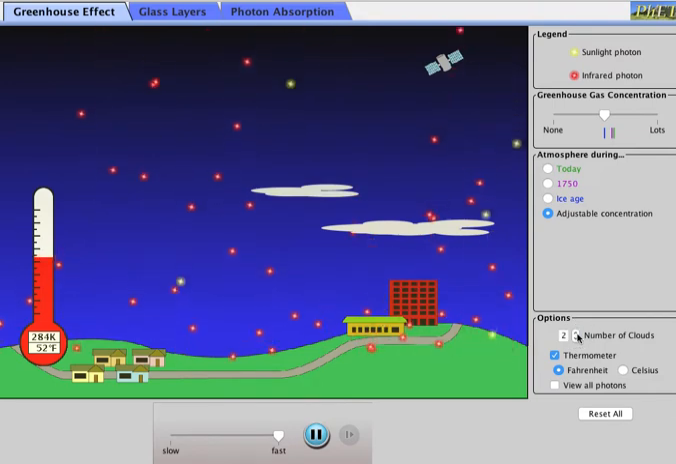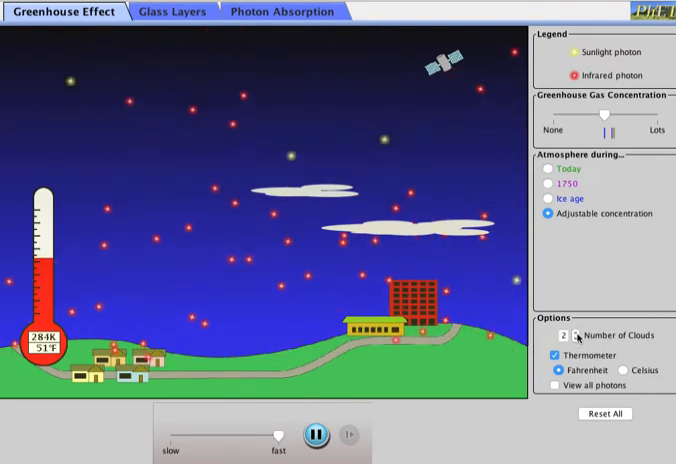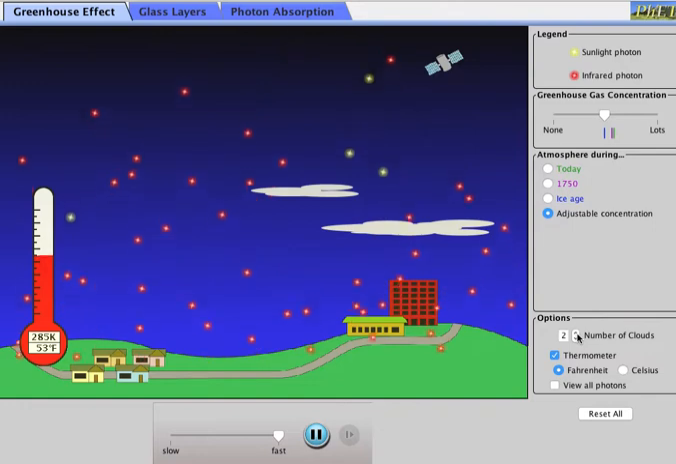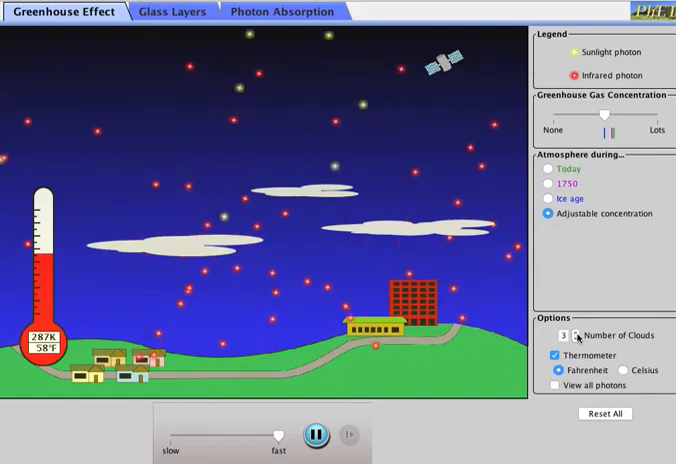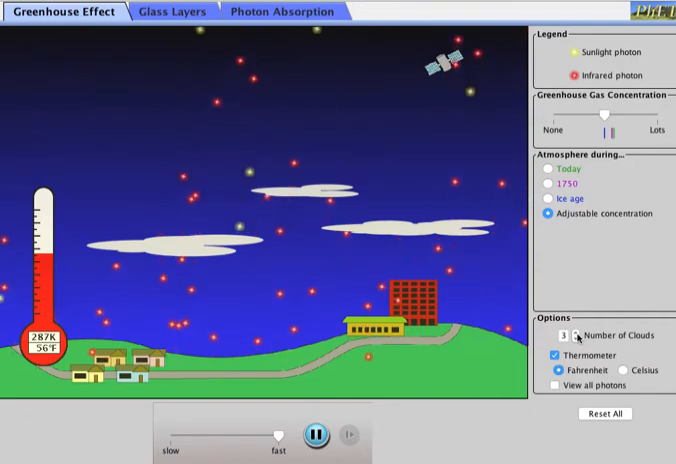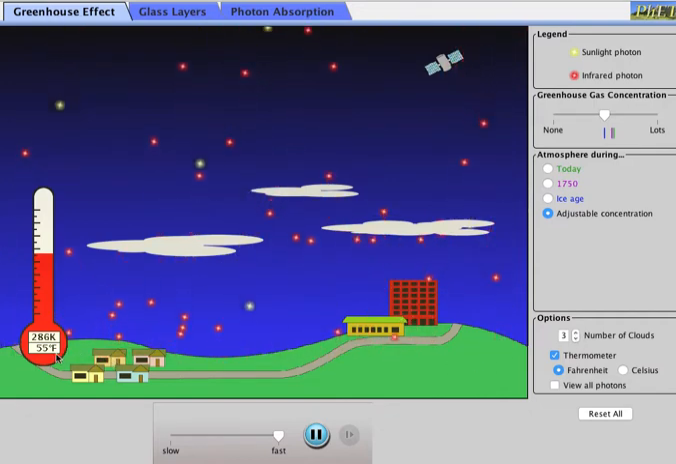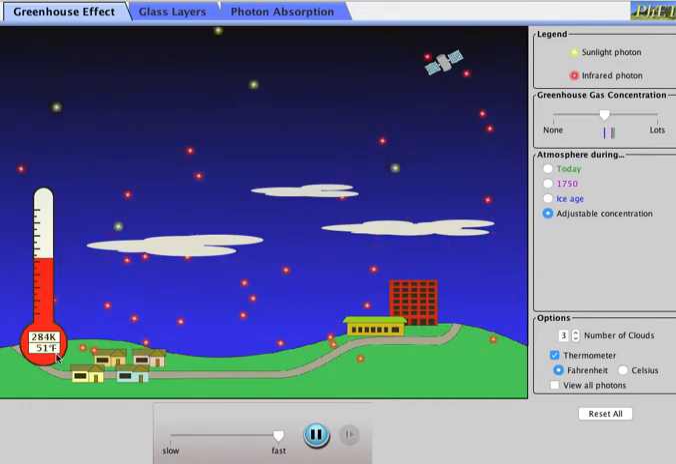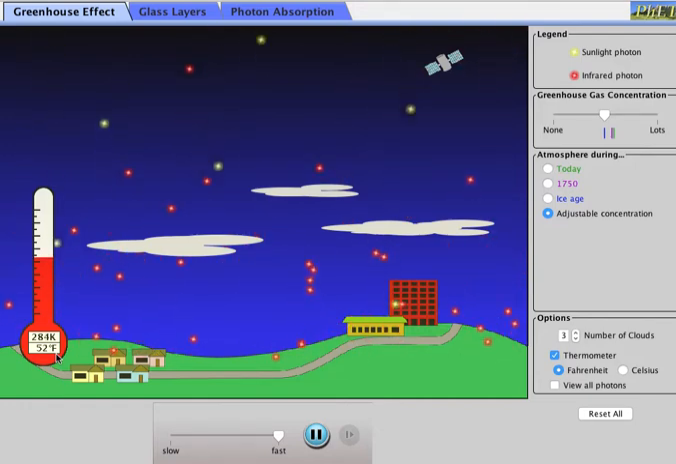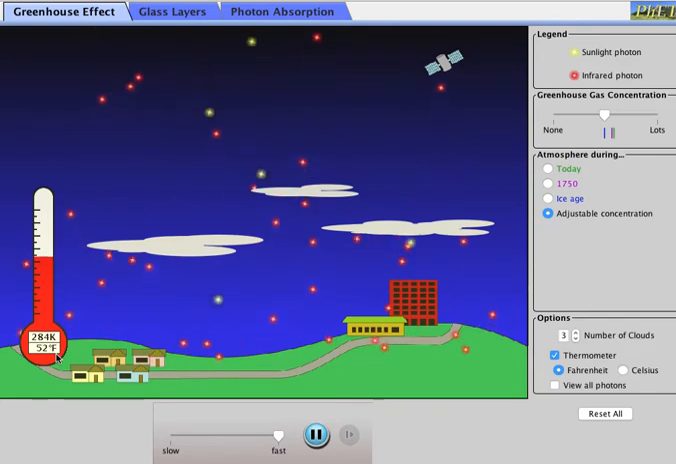Two clouds, temperature went down a little bit, but still pretty similar. 3, 4, 3 clouds is my max it'll let me have. And I'm at about 54, 55 degrees Fahrenheit, up, bounces down. So it's staying about the same with my clouds.